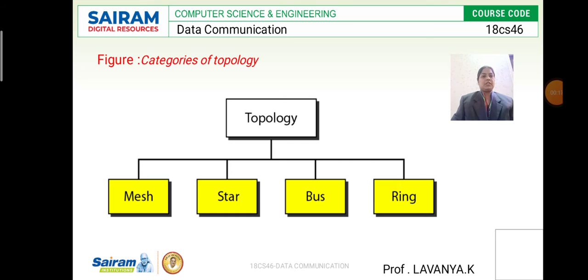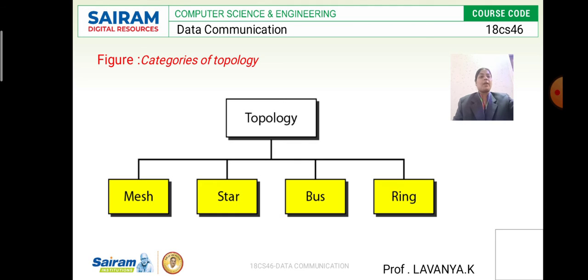The topology represents the functions of all the links as well as the linking devices, which we call nodes. That is, the topology is a network. It represents the functions of all the linking devices as well as all the links already connected in that particular network. That we call the topology. And this topology we classify into four types: mesh topology, star topology, bus topology, and ring topology.